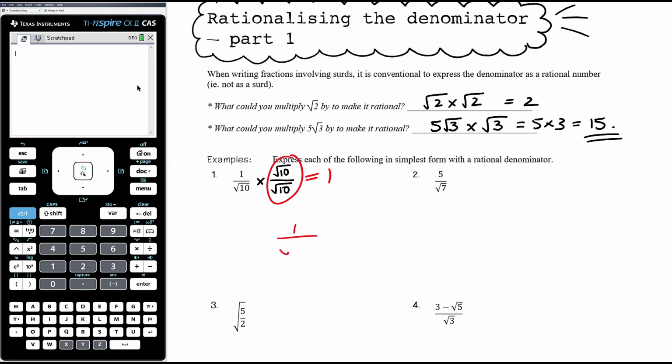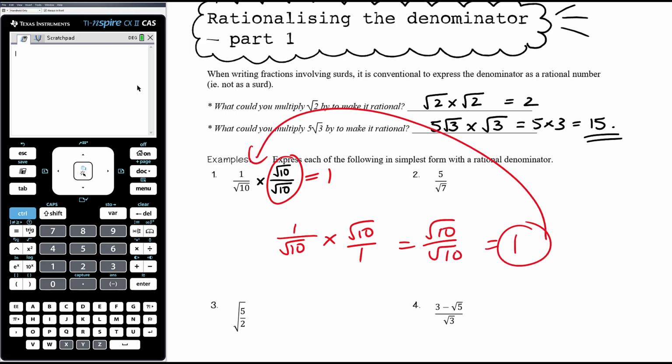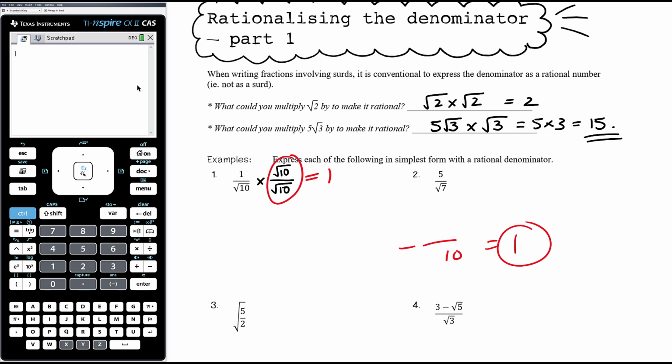If you took 1 on root 10 and you multiplied it by root 10, you get root 10 on 10 and you get 1. That's not the same as that. We're not trying to create something different. We are trying to create an equivalent fraction. So always multiplying by 1, and that is we're multiplying the numerator and the denominator by the same thing. So we multiply top and bottom by root 10, that is we're multiplying the whole fraction by root 10 on root 10, which is 1.